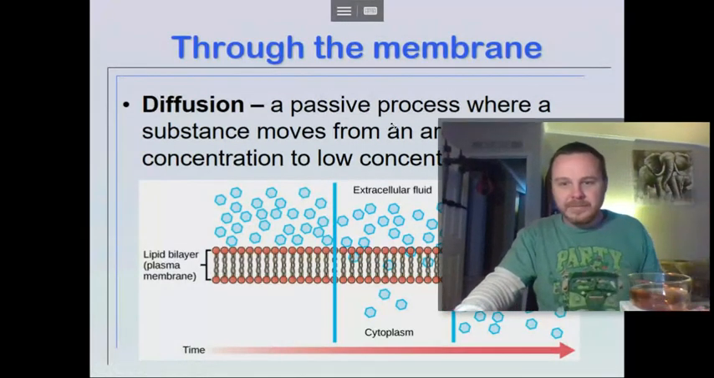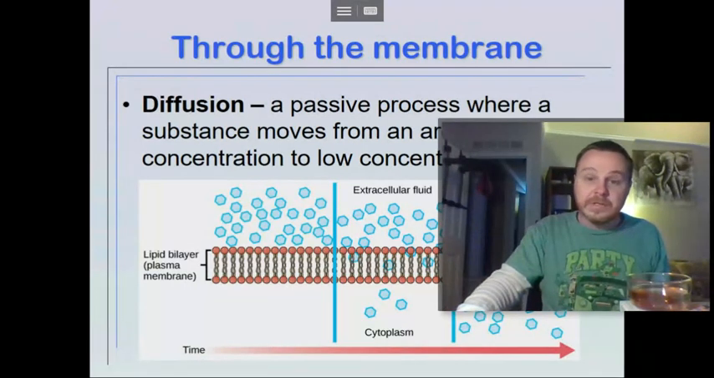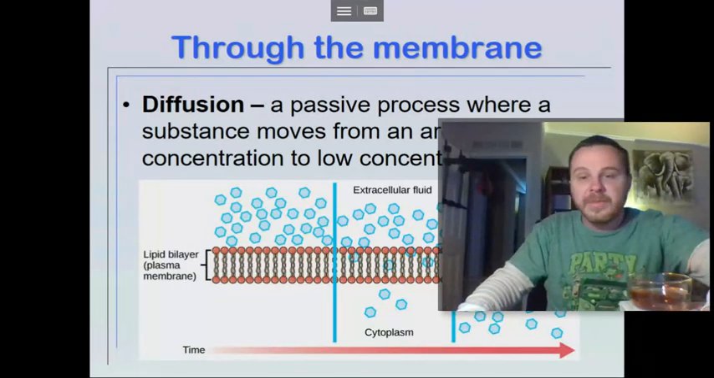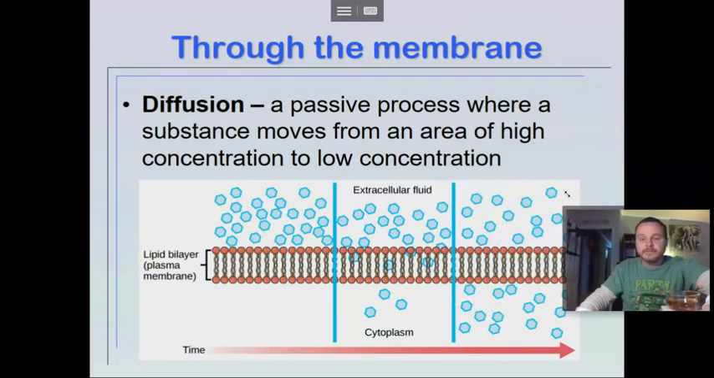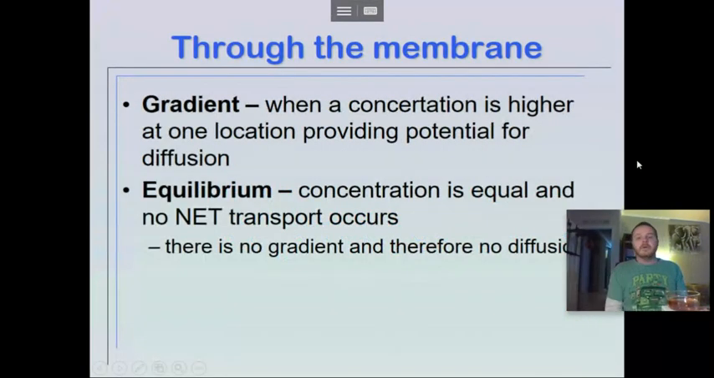All right, so you can kind of see I'm starting to pick up a little more of a reddish pink color just naturally. I'm being careful to not bump that or move my desk too much here and just let it naturally do its thing. Now, there are a couple of technical terms we need to talk about here for diffusion. One is what we call the gradient. Gradient is when the concentration is higher at one location, providing the potential for diffusion. So when we say there's a gradient, that means that diffusion can occur if you allow it to.